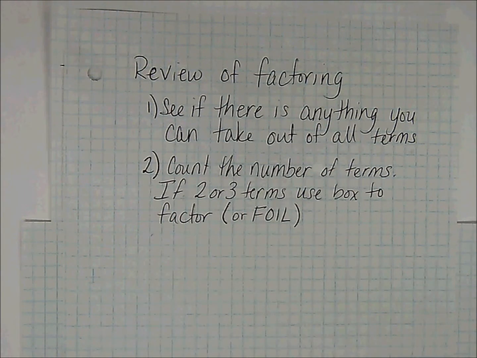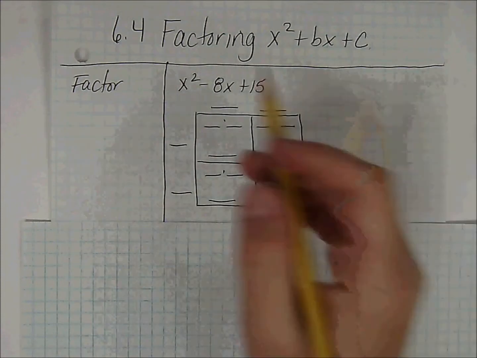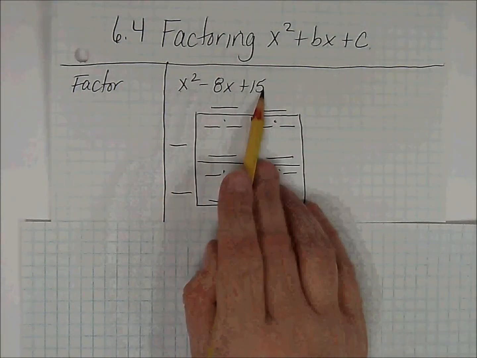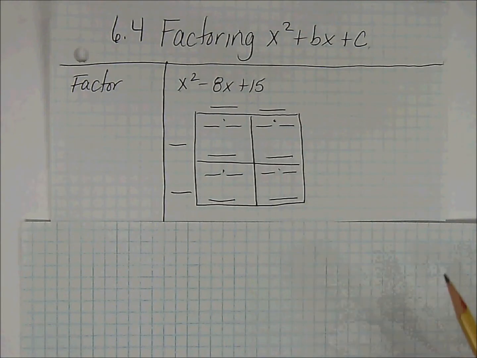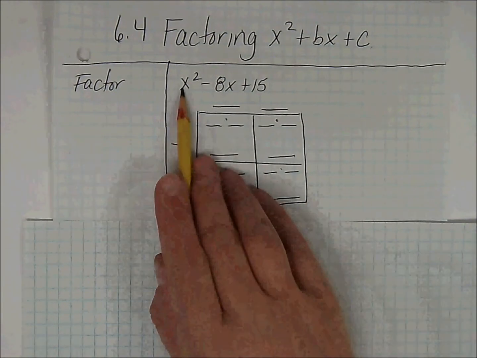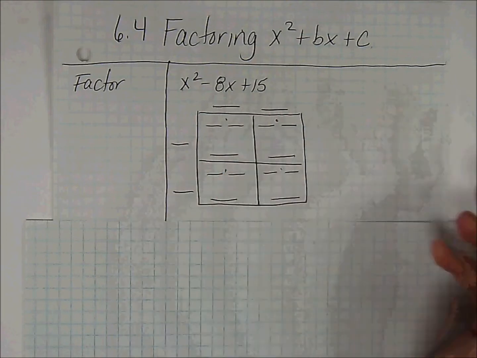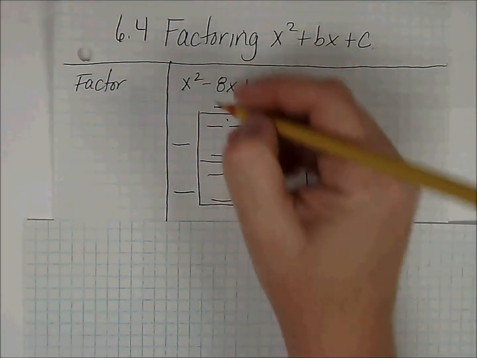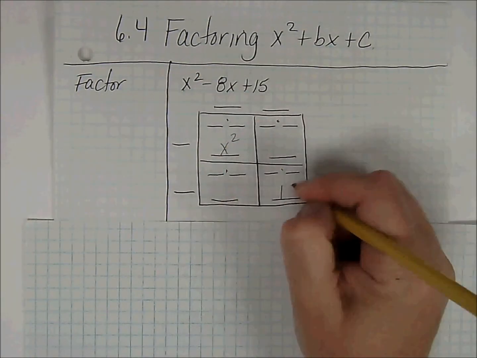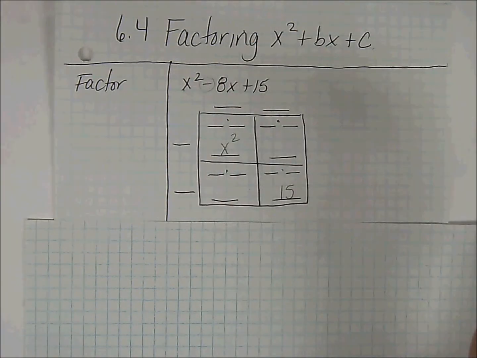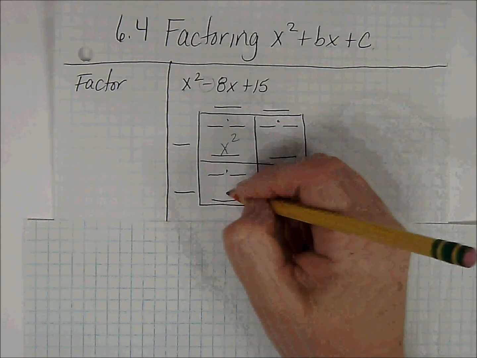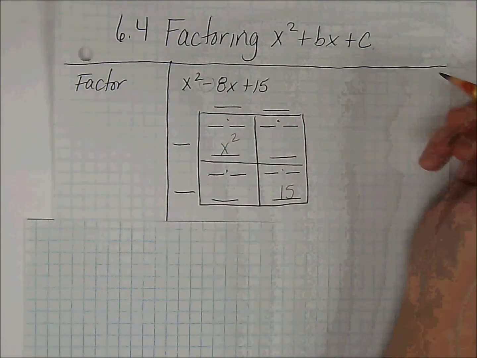Okay, so right now that's where we're at. And we're looking here. Is there anything we can take out of all 3? No. Again, how many terms do we have? 3. So we're going to start in the box. So x squared goes here, 15 goes here. I notice this is a subtraction. So that means that when I add these two together, I've got to get a negative 8.